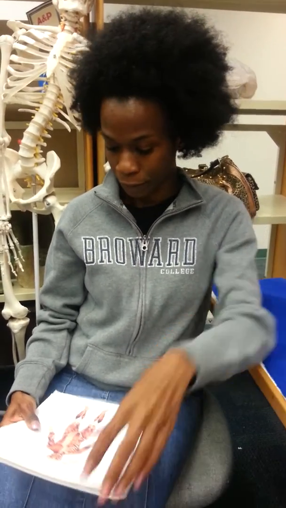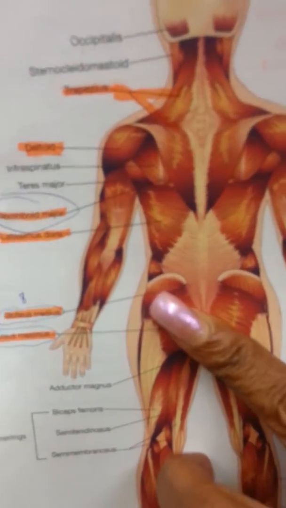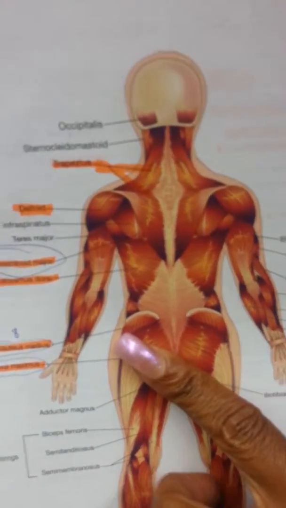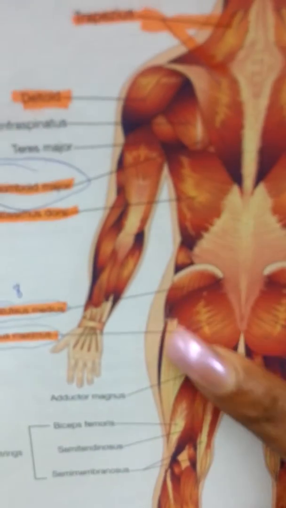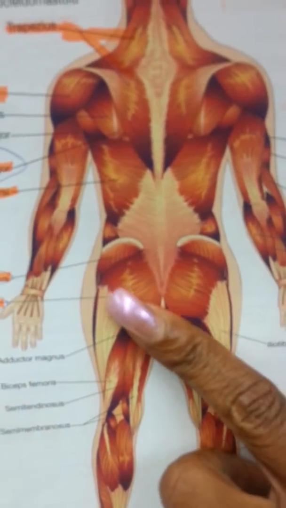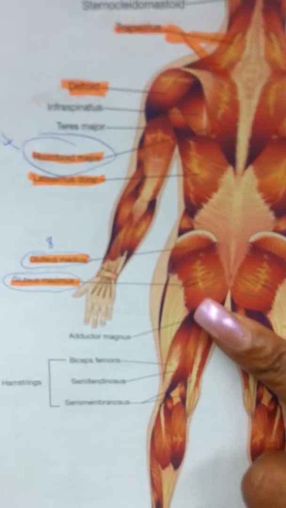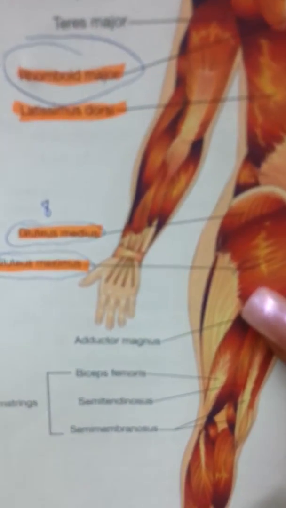Moving along, we have maximus and minimus, which means largest and smallest. An example of that would be the gluteus maximus and the gluteus minimus. Here is an example of your gluteus medius, which is also your gluteus minimus. And here you have an example of your gluteus maximus, where you can see the difference in size.